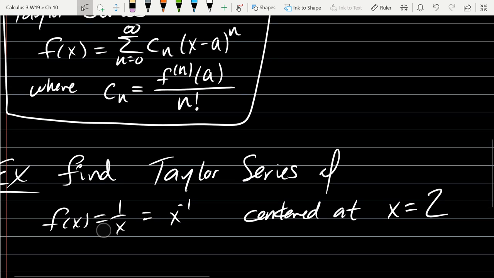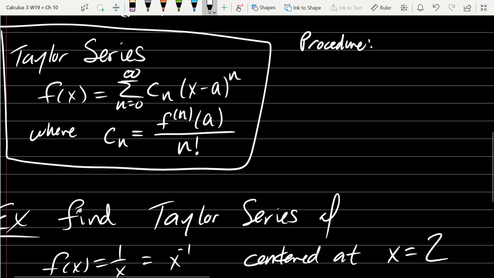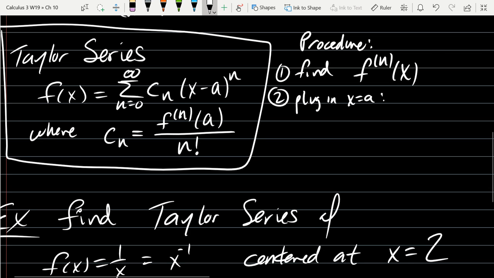So the procedure for doing this, the formula is written right on the board. The first thing we're going to have to do is find the fn of x pattern, then plug in x equals a, so that's fn of a. Why can't I just plug in f of a and then take derivatives? What would I get if I plugged in a and then started taking derivatives? I get a bunch of zeros. So that's not what we want. So you have to find the derivative for x and then plug in a. So you got to get your calculus first, then you're plugging in a, and then you just use the formula right there.